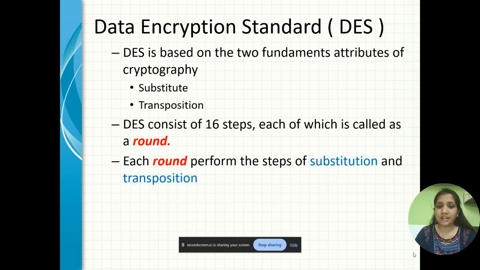So, data encryption standard is based on two fundamental attributes of cryptography. First is substitution and second is transposition. DES consists of 16 steps, each of which is called a round. Each round performs steps of substitution as well as transposition.